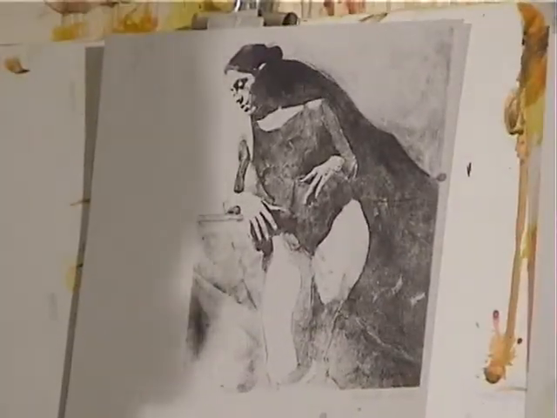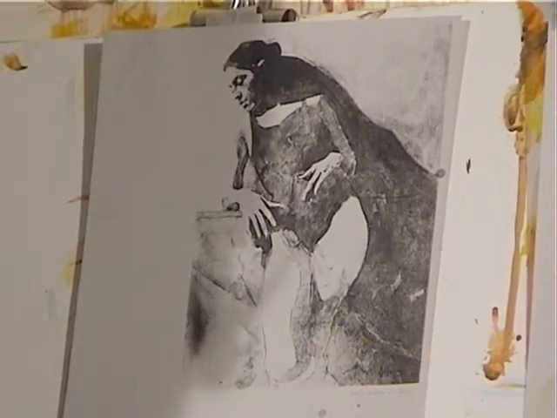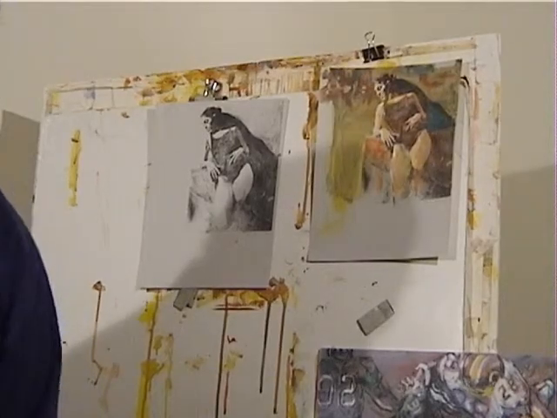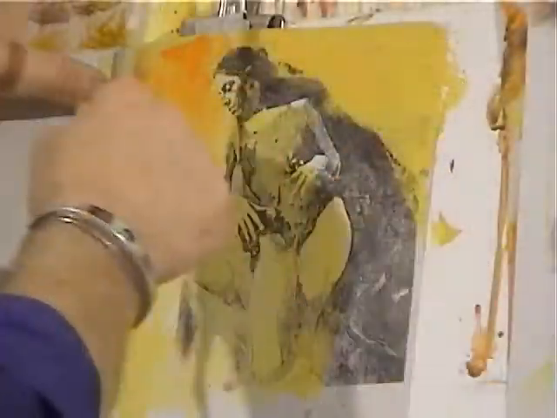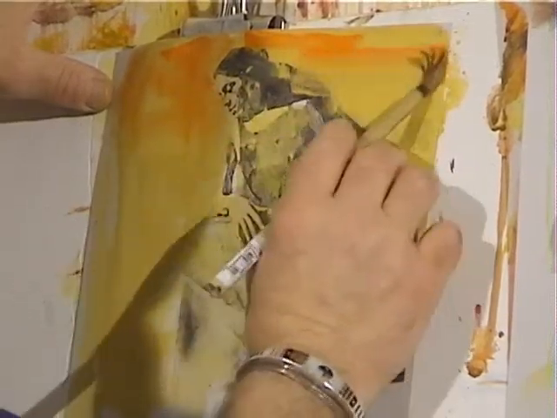I'll show you one of the exercises I do with classes many times, which is to have a black and white piece that we then turn into a color piece, going from warm to cool as I build this painting.